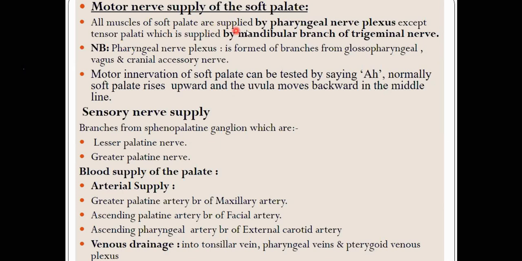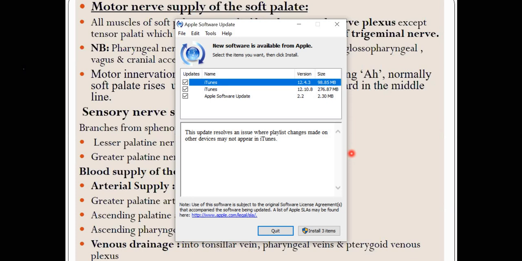All muscles of the soft palate are supplied by the pharyngeal nerve plexus, except one muscle, tensor palati, which is supplied by the mandibular branch of the trigeminal. Definitely, now you have not done the musculoskeletal system, so this will be much more difficult for you at this level, because in the muscular system we will discuss all these muscles. So I think at this level we must leave this nerve supply section, and I will try to ask Dr. Valla not to include it in the exam from this slide.